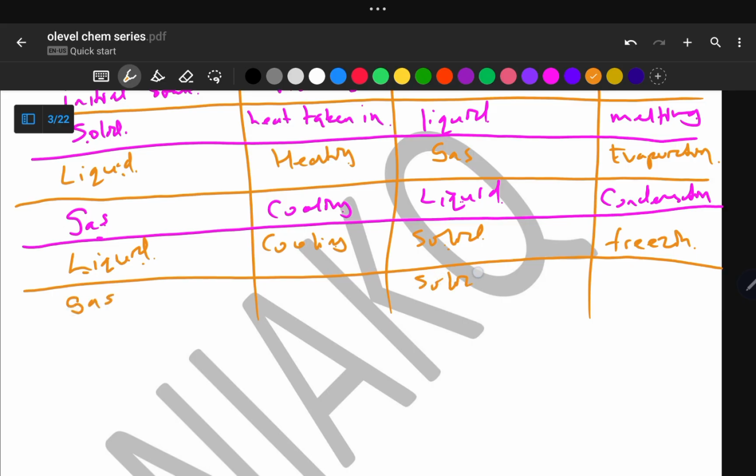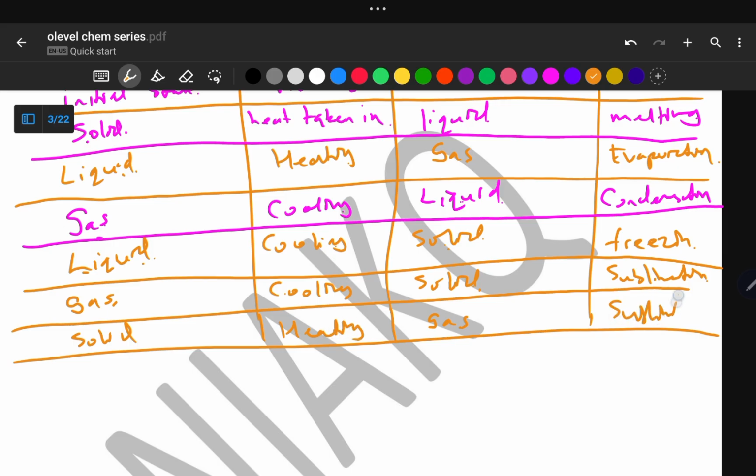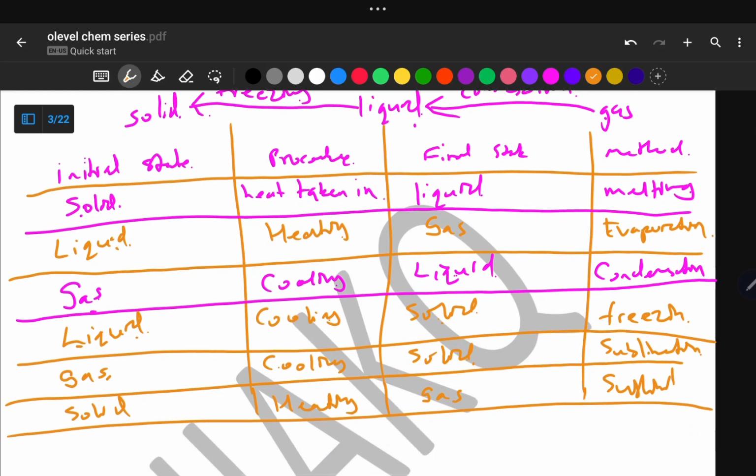And then we have another one from gas to solid. So from gas to solid, cooling again, the procedure. And then the name, from gas to solid. So this is what you call sublimation. Are we together? And then also from solid to gas, we are going to have heating, and this is also called sublimation. So don't worry about these terms, reverse sublimation, de-sublimation. Just know it in this way, sublimation, right?